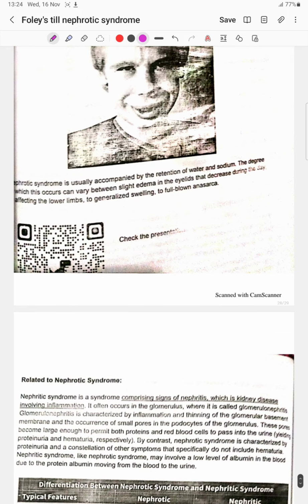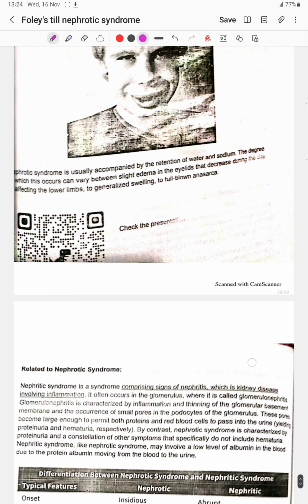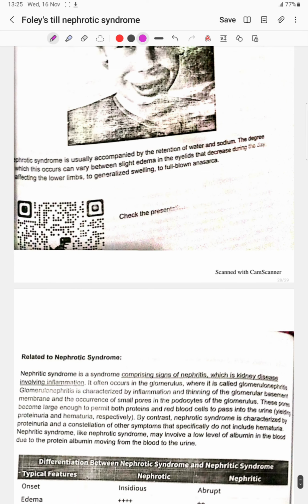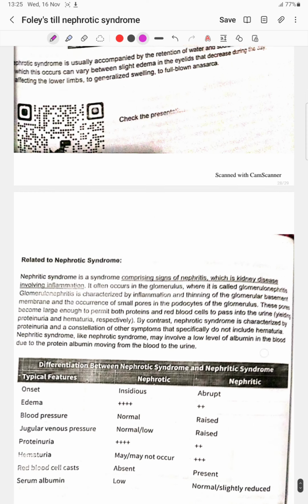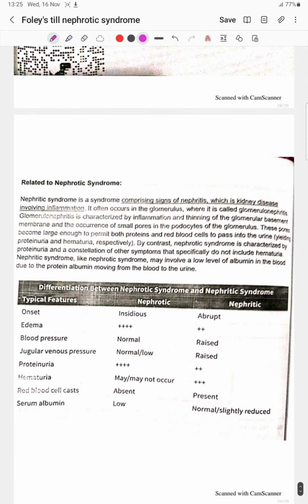Nephrotic syndrome is usually accompanied by retention of water and sodium. The degree to which this occurs can vary, from slight edema in the eyelids that decreases during the day, to affecting the lower limbs, to general swelling to the full blown anasarca. Related to nephrotic syndrome, nephritic syndrome comprises the signs of nephritis, which is a kidney disease involving inflammation. It often occurs in the glomerulus, where it is called glomerulonephritis.